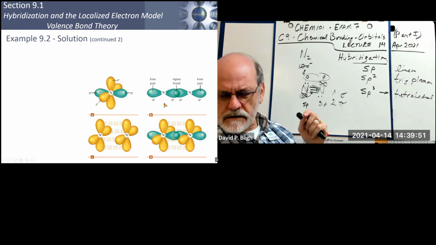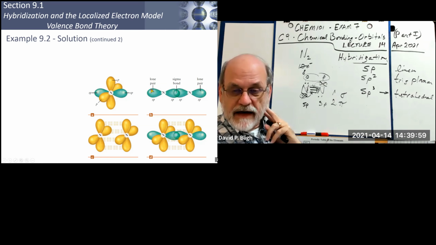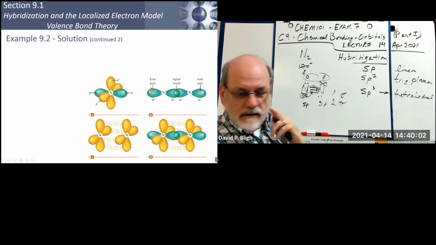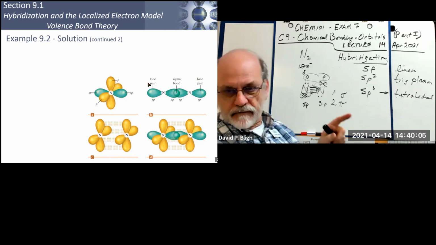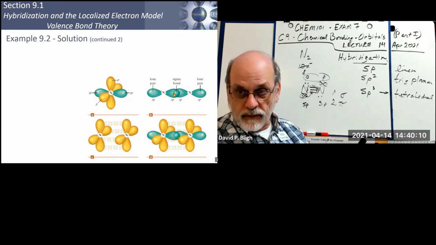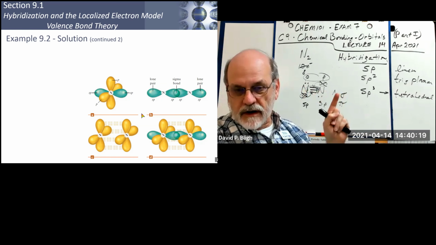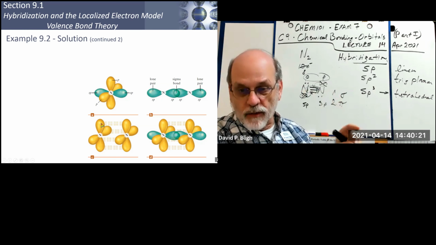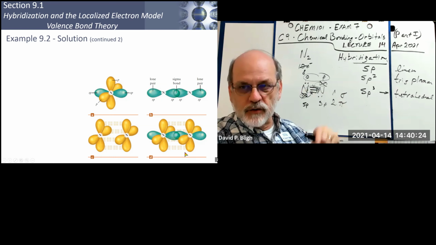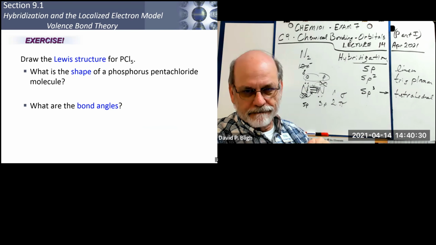And the lone pair that's left over is in the other sp. One of the sps is used for bonding, and the other sp is for the lone pair. But you do have the other 2 pairs that are occupying the p orbitals, and they overlap to give you the 2 pi bonds.